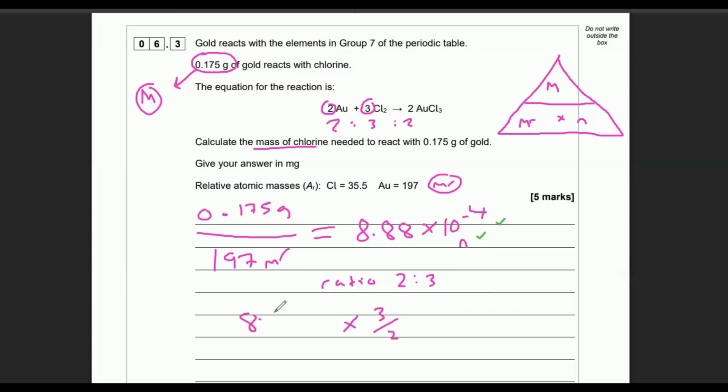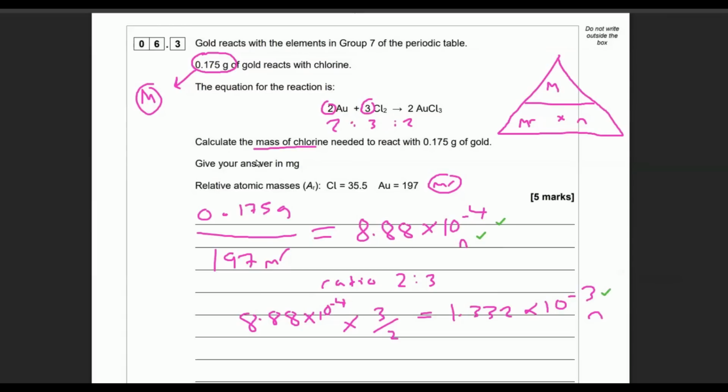So if you do 8.88 times 10 to the minus 4 times 3 over 2, times 1.5 basically, so times 3 divided by 2, we are going to get 1.33 times 10 to the minus 3. 1.332, whatever, there's a load of numbers, times 10 to the minus 3. So it's got bigger, and that's what you'd expect when you're going from 2 to 3. So that's my moles of chlorine, and I'm going to have definitely smashed out another mark for that.